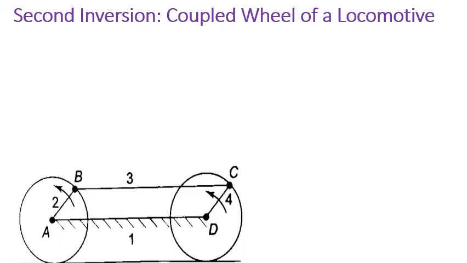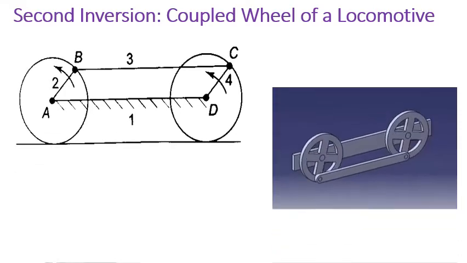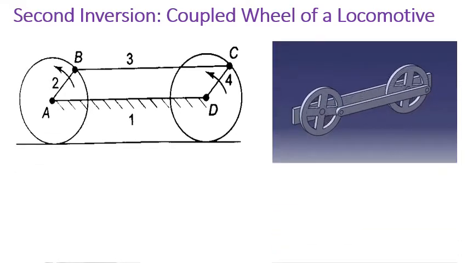Now let us see the second inversion of the 4-bar chain. The example for the second inversion of the 4-bar chain is the coupled wheel of a locomotive. This figure represents the locomotive engine or locomotive wheel. The coupled wheel of a locomotive is an example of a double crank mechanism which consists of four links.